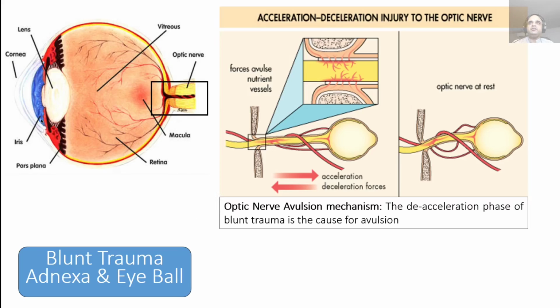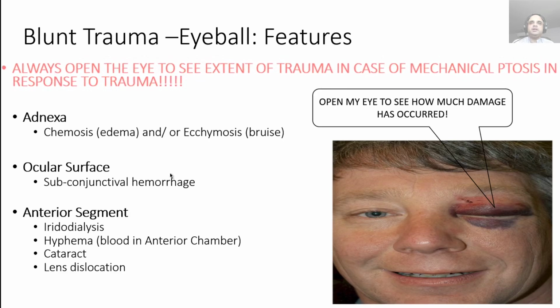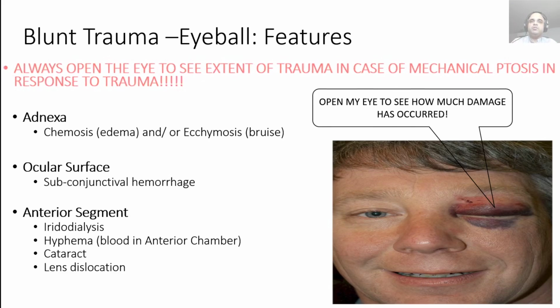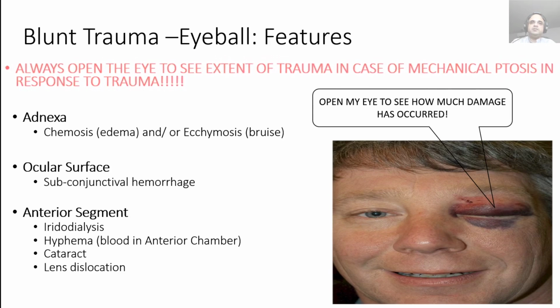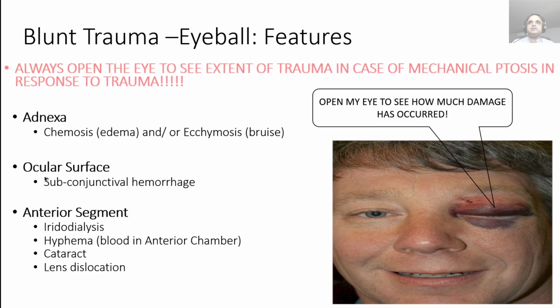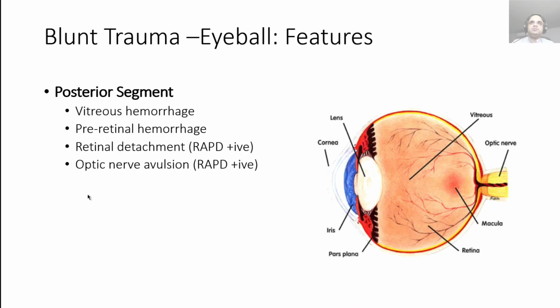We started off anteriorly from the iris all the way back to the optic nerve, and we saw various types of damage, and we'll just summarize them here. And this is the most important thing, and I'll leave it blinking so that you don't forget. It is always open the eye to see the extent of trauma in case of mechanical ptosis in response to trauma. You have to open the eye to see how much damage has occurred. And we've talked about damage to adnexa, ocular surface, anterior segment. We talked about damage to the posterior segment.